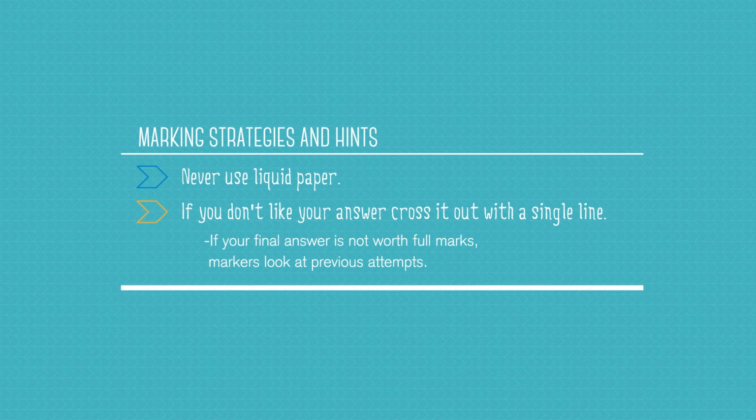Whether they're crossed out or not. Now, if you go and scribble your answer out, we can't see it, so we can't give you marks for it. So just a single line through it. You're giving us the chance to give you marks.